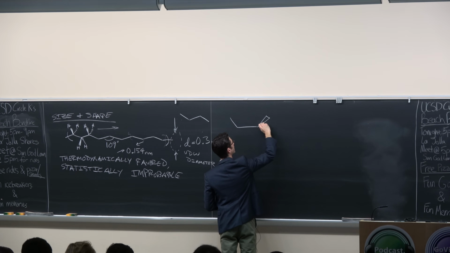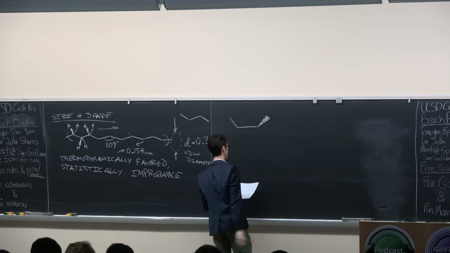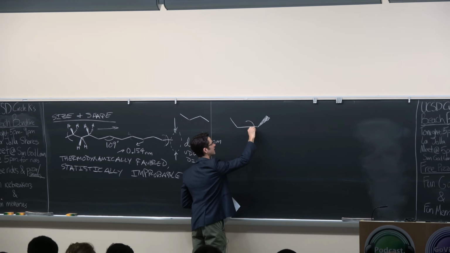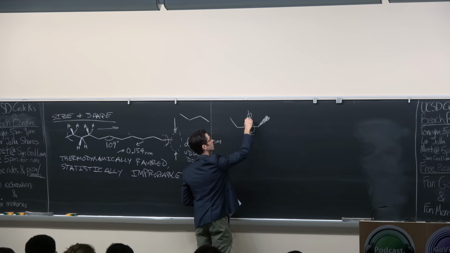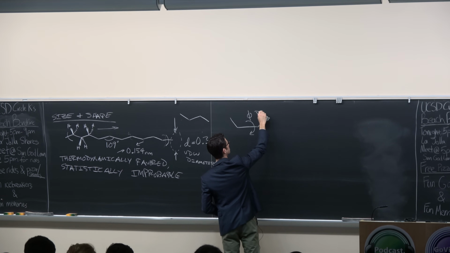So let's imagine that the carbon atom at the end is sticking out of the plane of the board, and it can rotate through an angle phi called the dihedral angle.